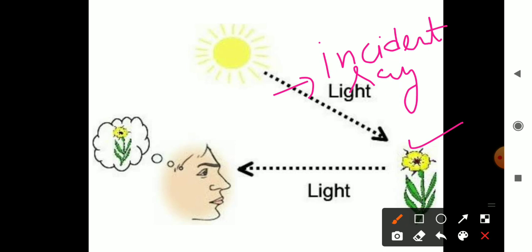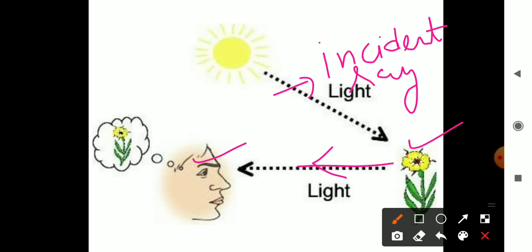This flower will reflect the light in another direction. So this is a reflected ray. This reflected ray will enter our eye. In this way we can see the object. Now you understand how we see the objects, because of the reflection of light.